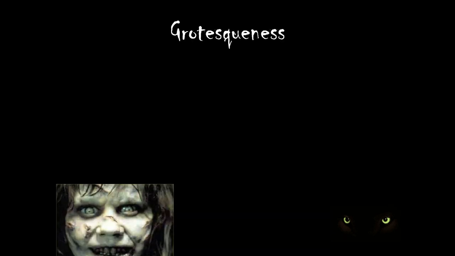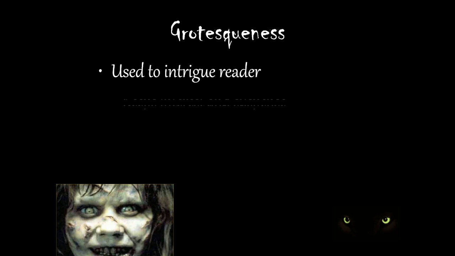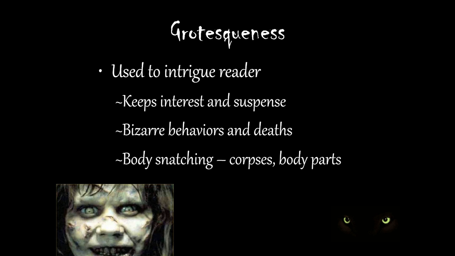The next part we're going to look at is, yes, my spinning exorcist girl, because she's so gross. We have a lot of grotesqueness in these stories, and it's used to keep your attention and to intrigue the reader. And it builds suspense. You never know what's going to happen next. We get these really bizarre behaviors and deaths. If you look at The Exorcist, she was crawling across the ceiling and spewing out vomit. The deaths specifically, you have axes going through brains, and it really shows all that gross and gory stuff.